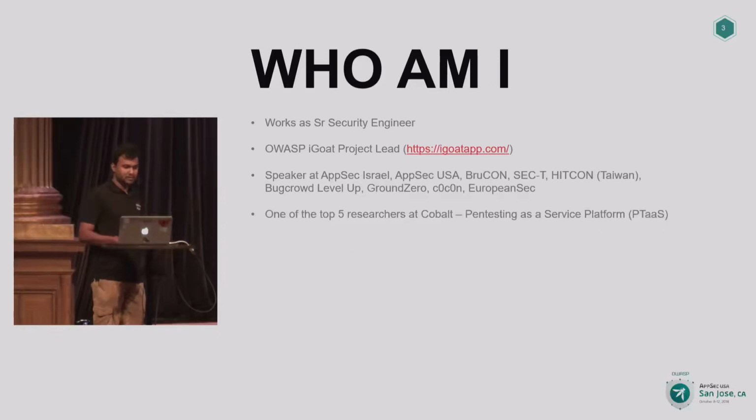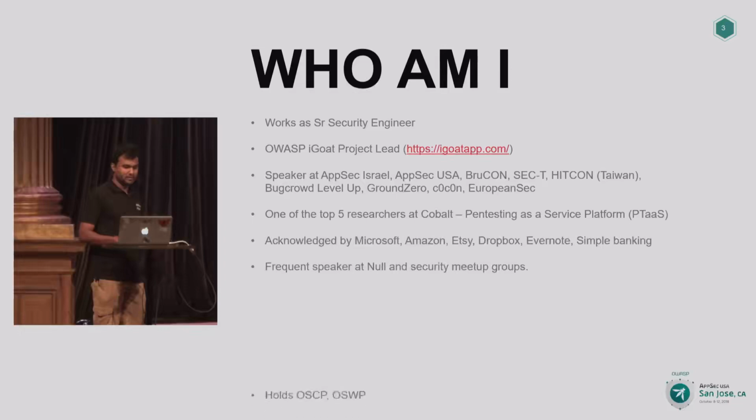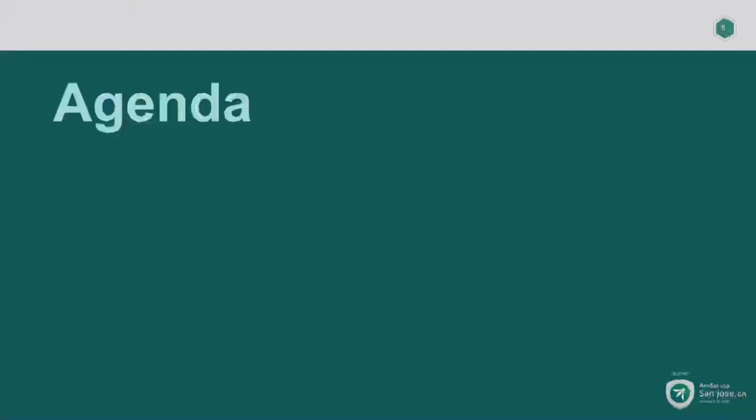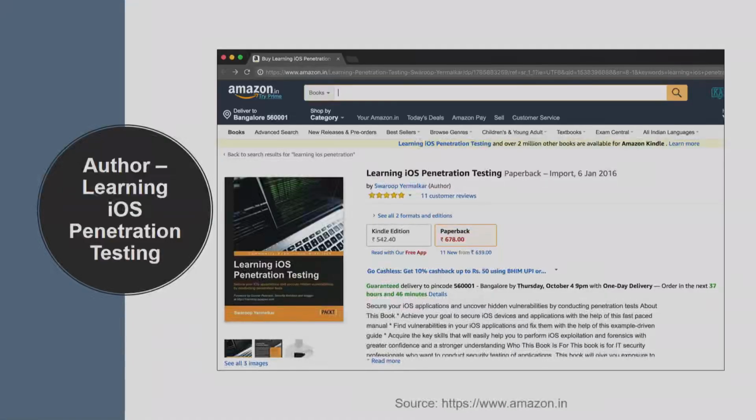I'm one of the top 5 researchers at Cobalt. Cobalt is a pen testing as a service platform. I also do bug bounty, and I have been acknowledged by many companies for reporting high severity security issues. I'm a frequent speaker at null and the open source security community in India. I hold a couple of certifications, and if you want to tweet about this talk, you can use this Twitter handle. I am also the author of the book Learning iOS Penetration Testing. It's one of the most popular books on iOS app pen testing.